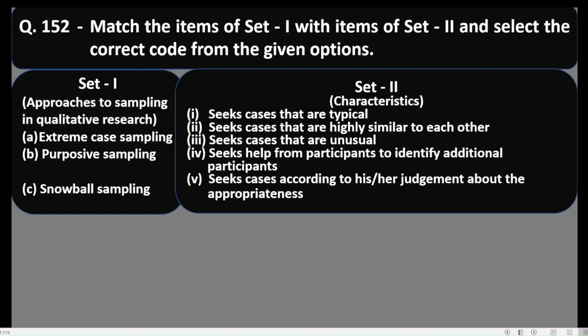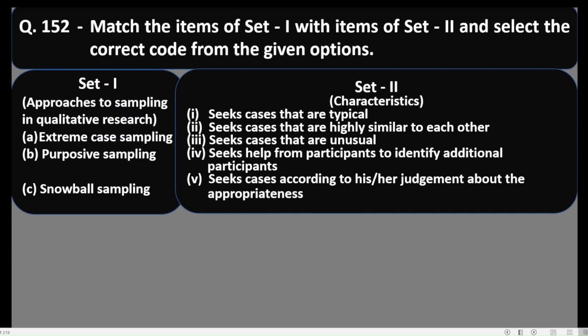Again, see the approaches given in set 1: extreme case sampling, purposive sampling, and snowball sampling. For extreme case sampling, the characteristic is cases that are unusual. This is given in number 3 of set 2. If unusual cases are there, then extreme case sampling is applied.